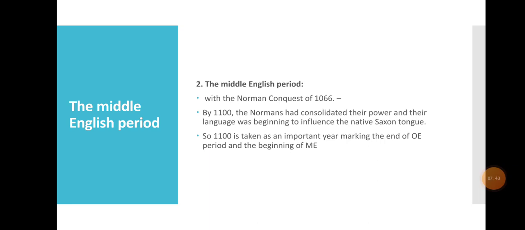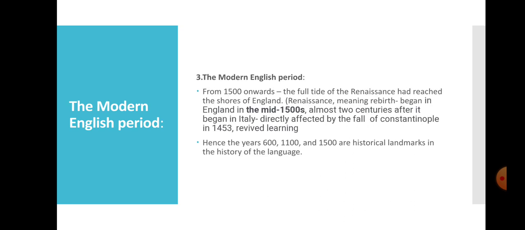Okay, hope it is clear for you. Now the third period, that is the Modern English period. The Modern English period spans from 1500 to the present, 1500 onwards. The full tide of Renaissance reached the shores of England during this period. The Renaissance started during 1500, and hence the years 600, 1100 and 1500 are the historical landmarks in the history of the English language.